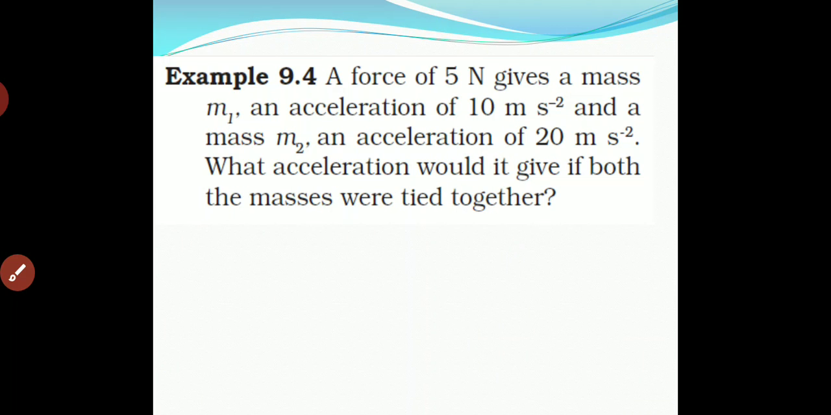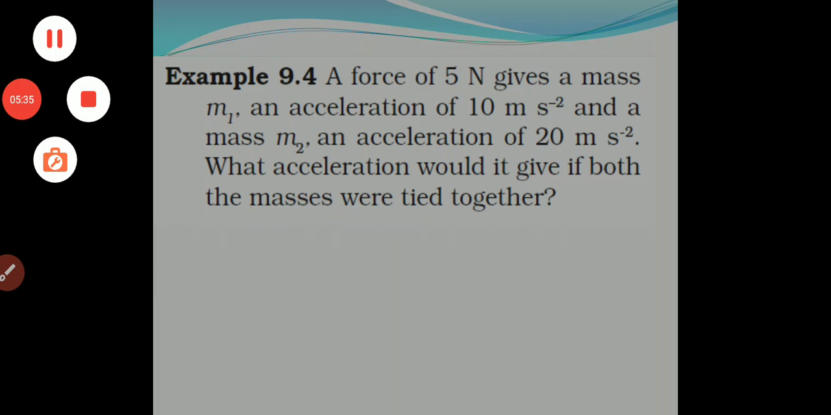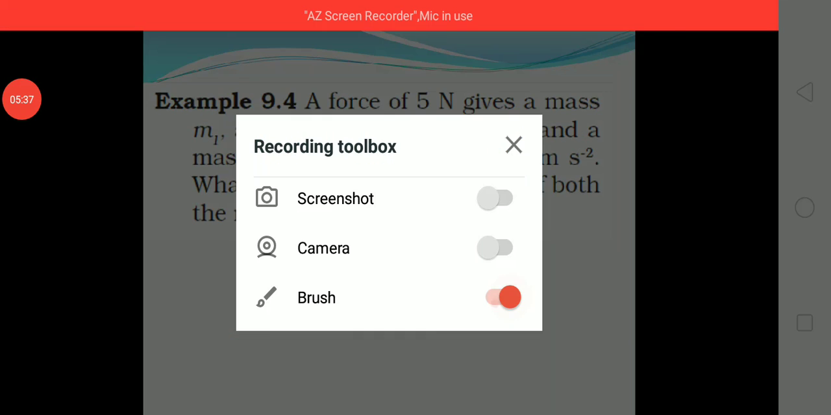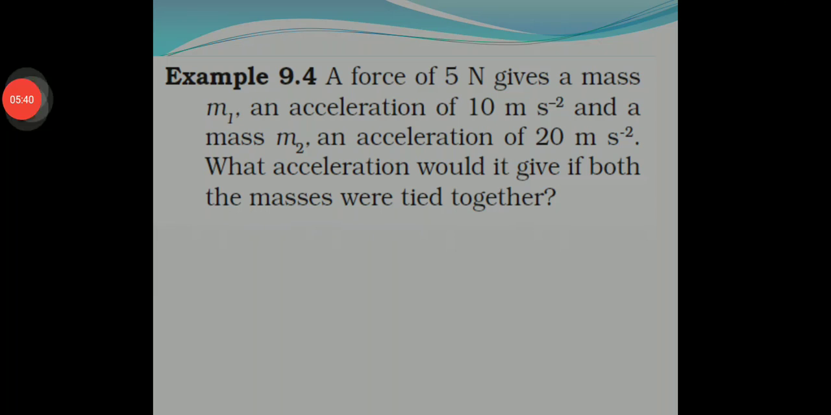Example 9.4: a force of 5 Newton gives a mass m1 an acceleration of 10 meters per second squared, and a mass m2 an acceleration of 20 meters per second squared. What acceleration would it give if both the masses were tied together? If we tie both the masses together, how much acceleration will be given at that time?